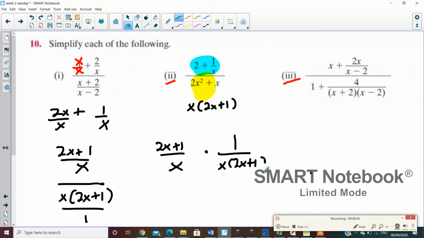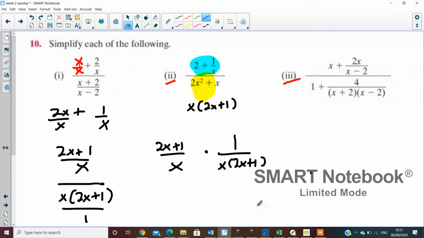And now what happens next, guys? That's not us, right? So what happens next, guys? And what do we have as our answer? Over x squared. All good? Who got that one out?